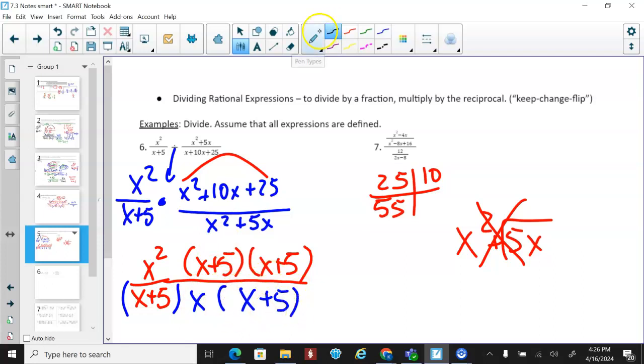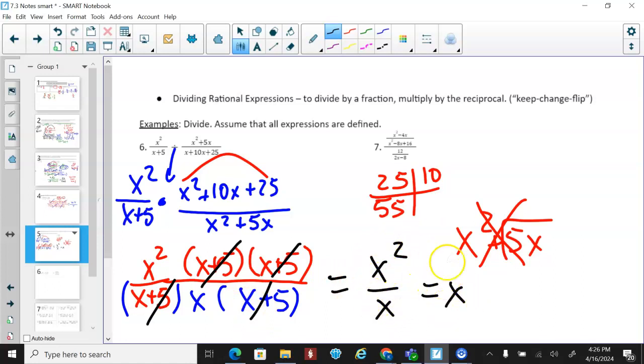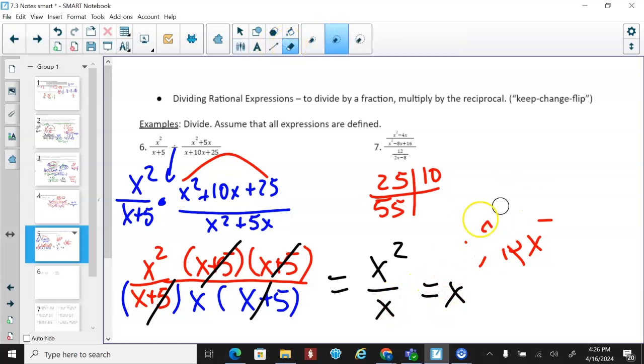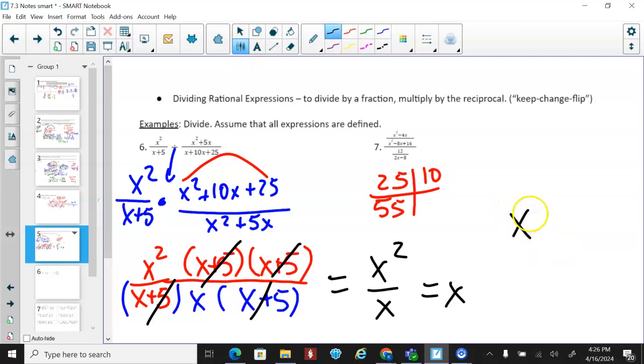Now I'm going to cancel things that are alike. x plus 5, x plus 5, x plus 5, x plus 5. So what do I have? x squared and x. Again, two x's minus one x leaves you with an x. Now, if you don't know that, I strongly suggest that instead of writing x squared over x, write two x's over one x, and then cancel one of them out. That leaves you with an x. Again, pause that if you need to.